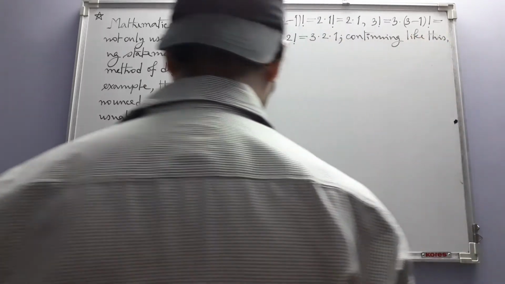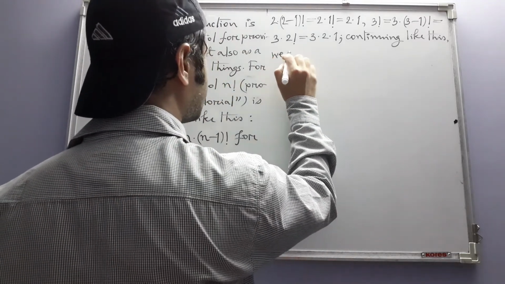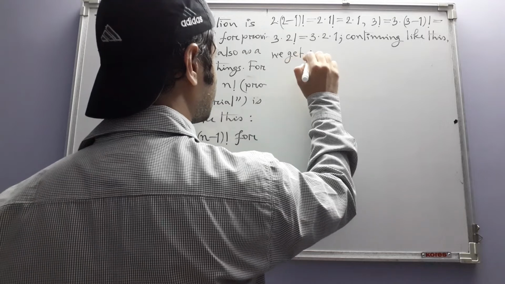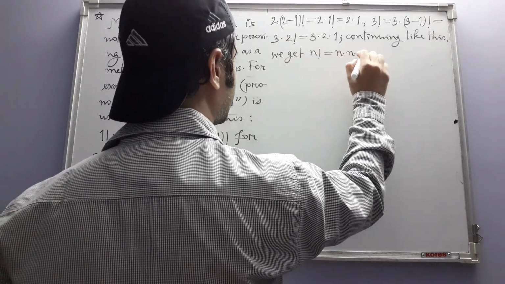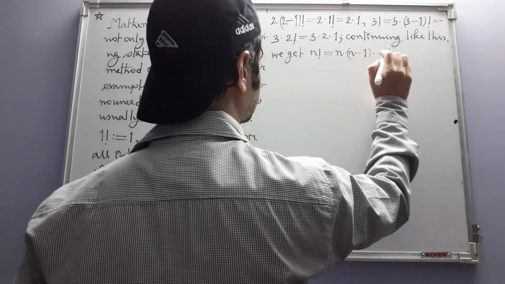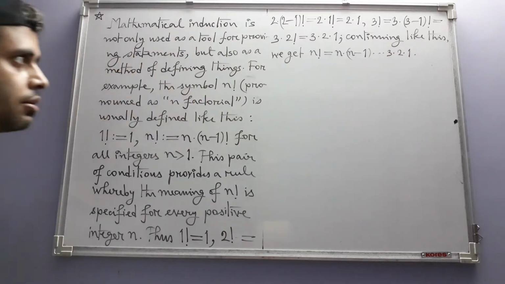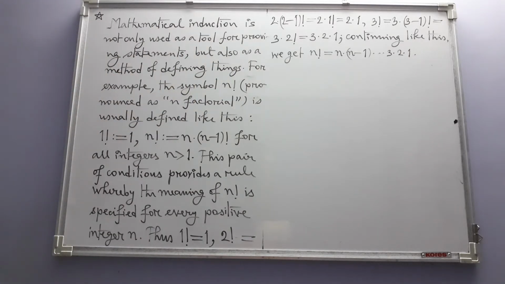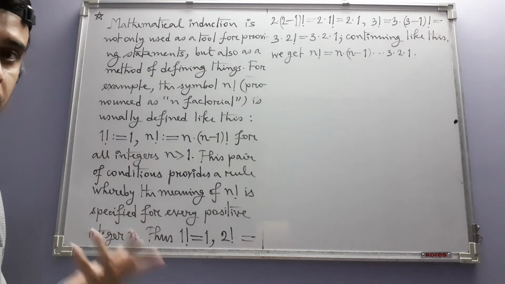Continuing like this, we get n times n minus 1 times n minus 2, and so on, like that, 3 times 2 times 1. Okay, but where is induction being used?